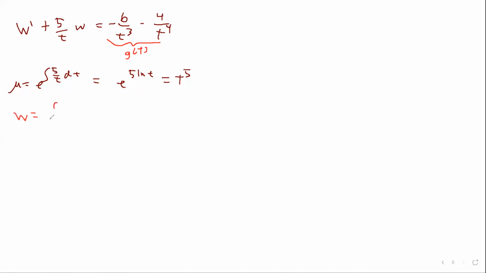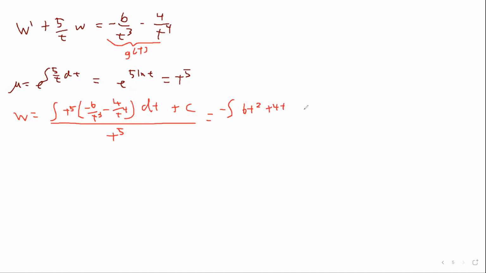W equals the integral of mu g, so t to the 5th, times negative 6 over t cubed minus 4 over t 4th dt plus c, all over t to the 5th. This is mu g, this is mu. This is equal to the integral of negative 6t squared plus 4t dt. I pulled out the negative over here, plus c over t to the 5th.